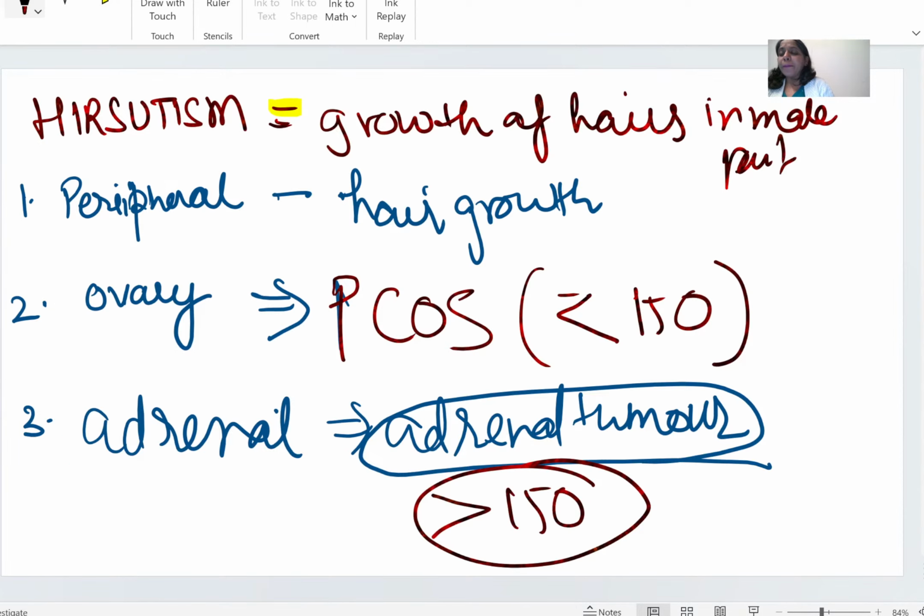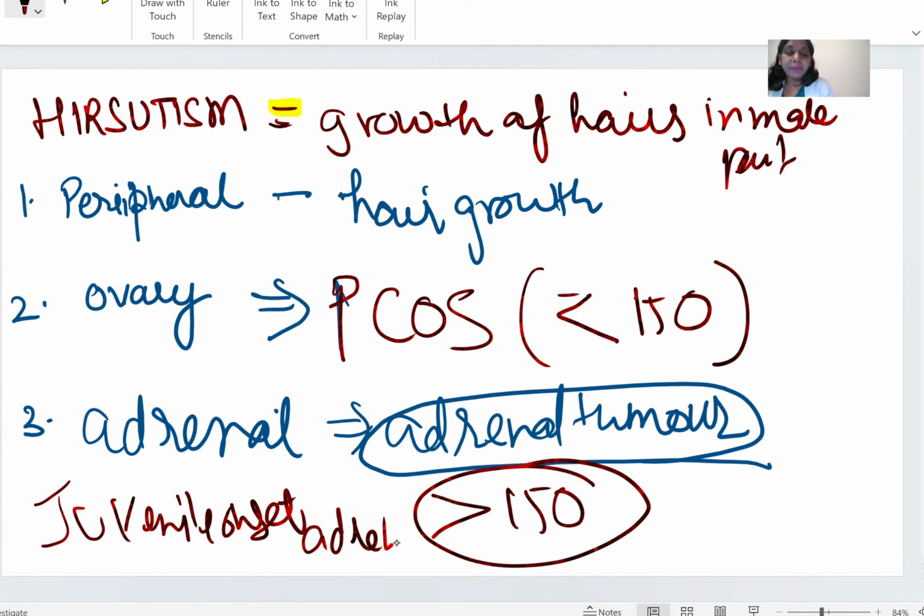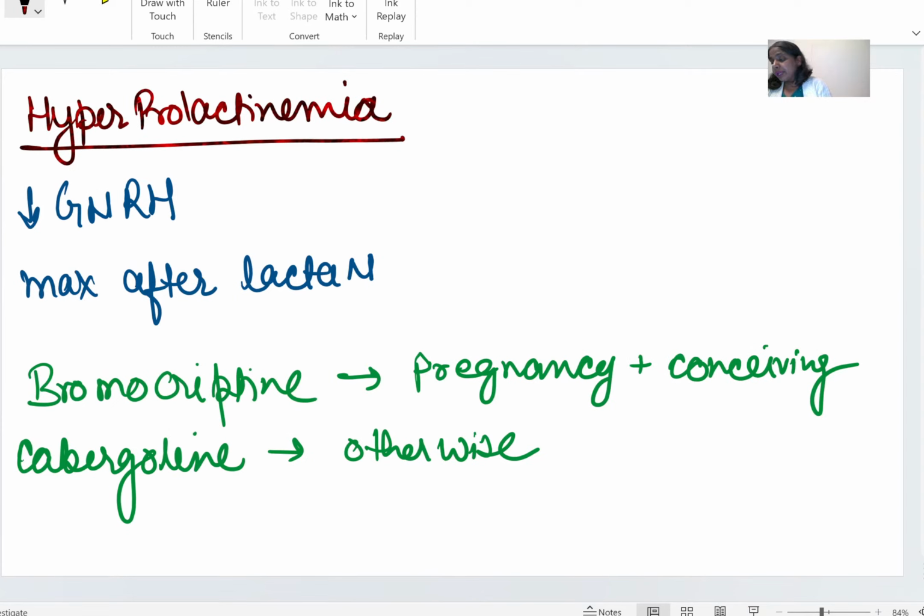Okay, can you tell me a problem in which testosterone is increased and there is also virilization? Juvenile onset adrenal hyperplasia. Okay, there 17-hydroxyprogesterone is also increased. Okay, now let us study hyperprolactinemia.